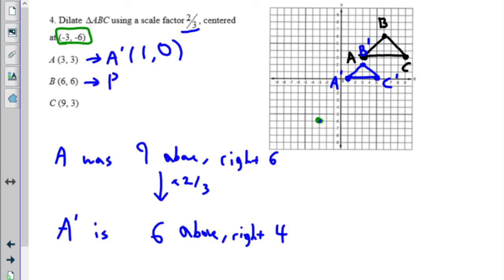And again, notice the coordinates are separate from the directions that I'm going. For B prime, the x coordinate is 3, the y coordinate is 2. For C prime, the x coordinate is 5, and the y coordinate is 0.